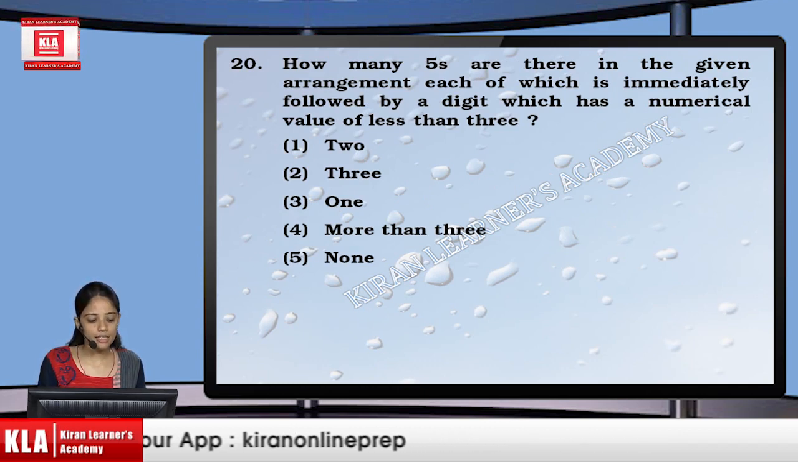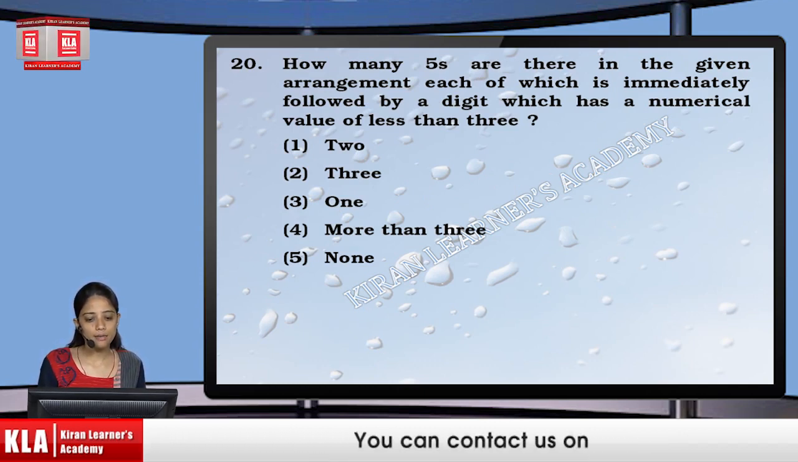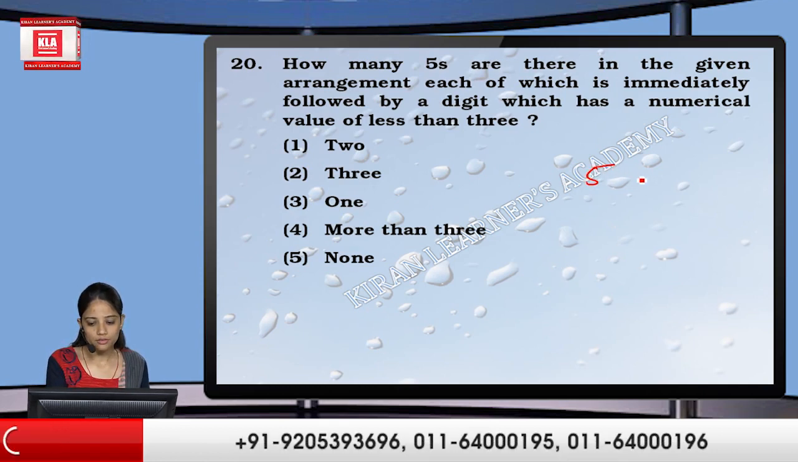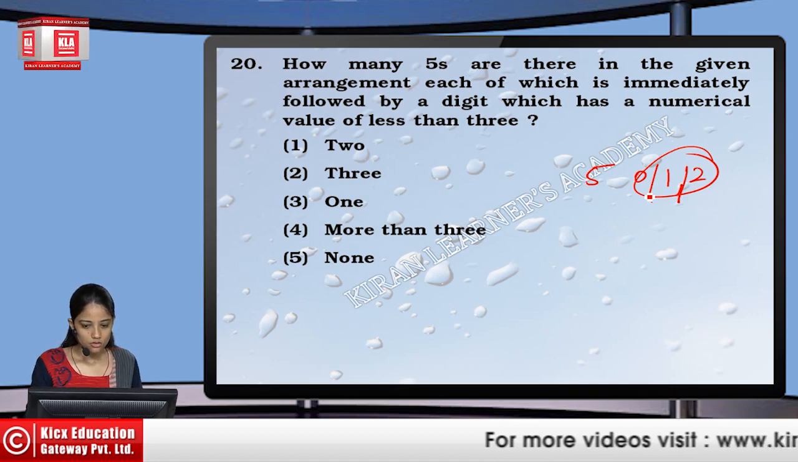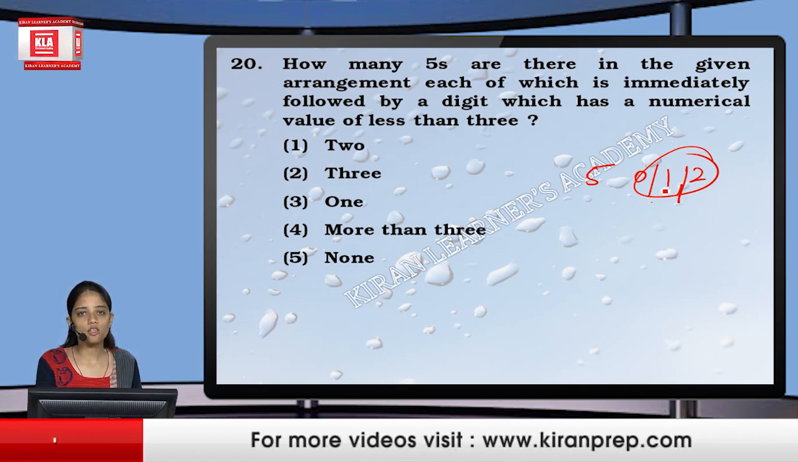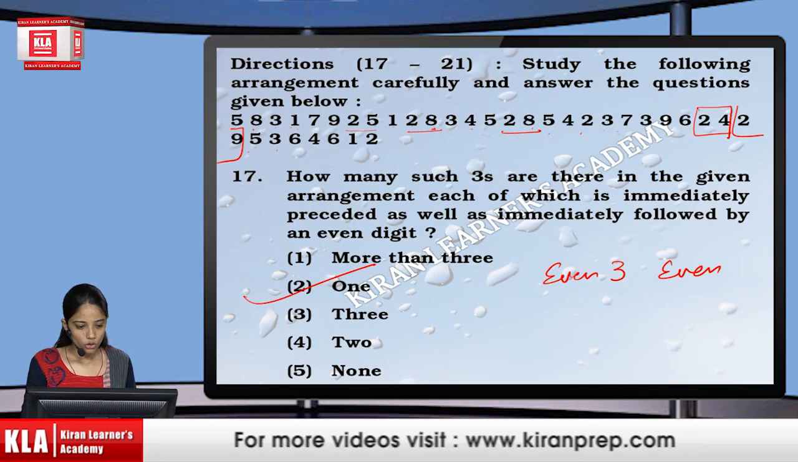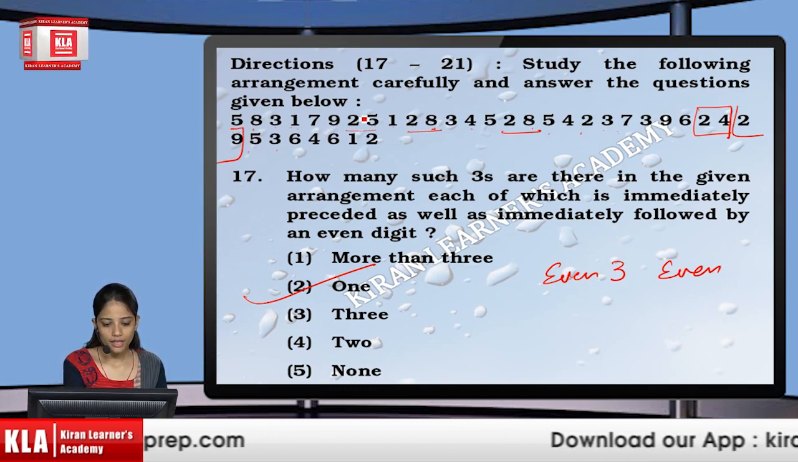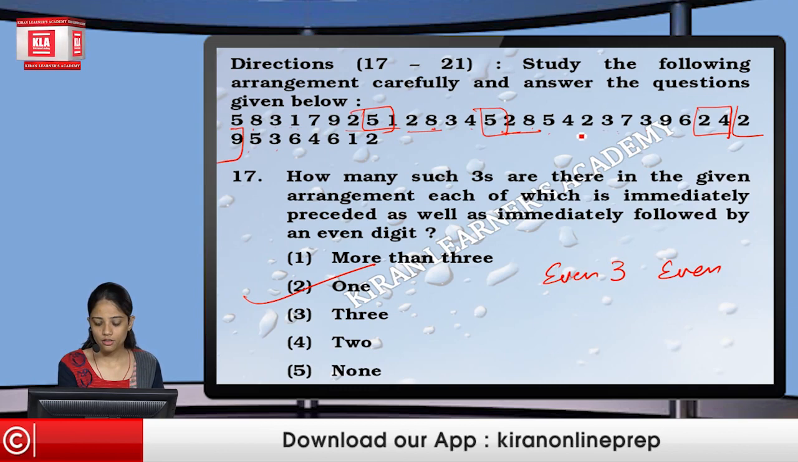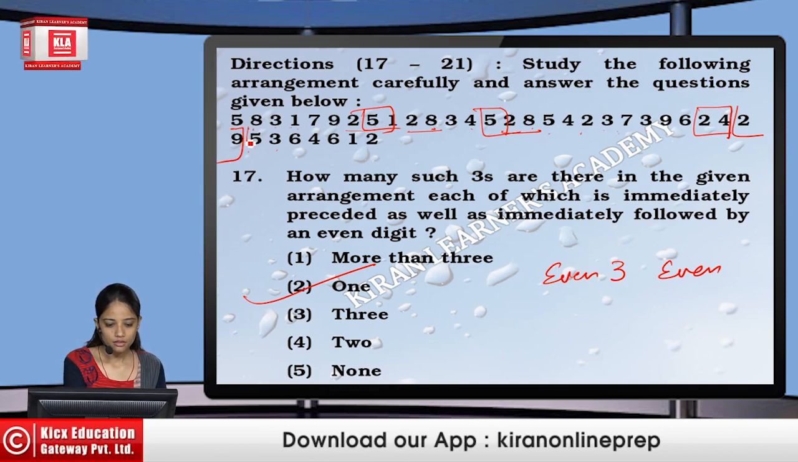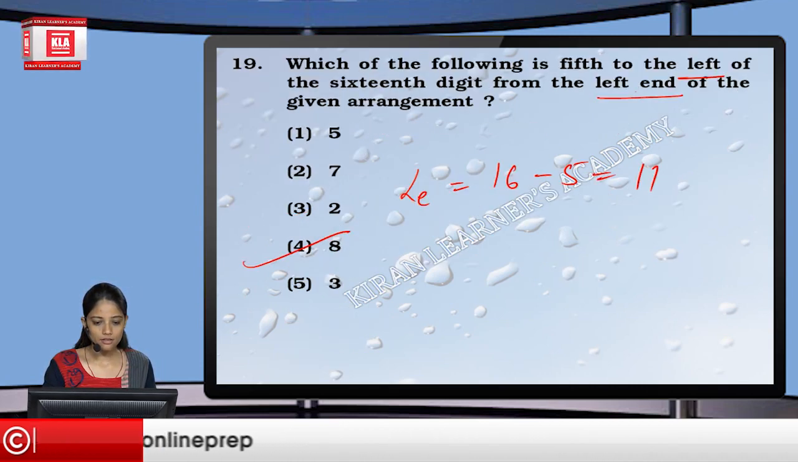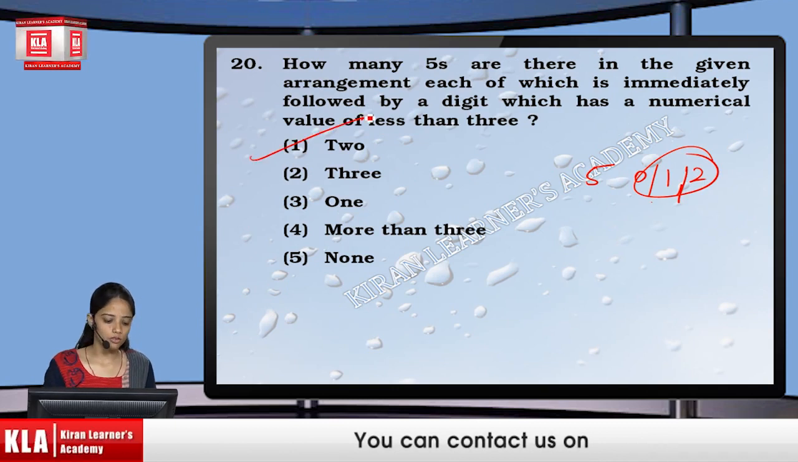Next we have, how many 5s are there in the given arrangement, each of which is immediately followed by a digit which has a numerical value less than 3? Either we need 0, 1, 2. So followed by 0, 1 or 2. But we don't have any 0, so we will look for only 1 and 2. So if we go with this, here we have this one arrangement, second arrangement, then only two arrangements we have because we need less than 3. So the answer we are going to mark is 2, that is the first option.